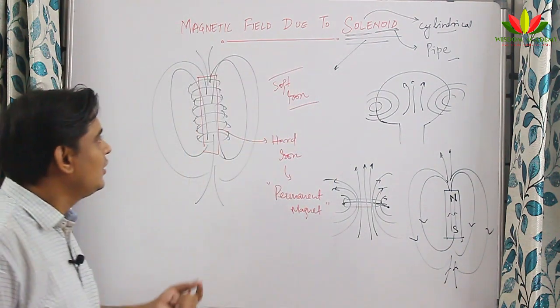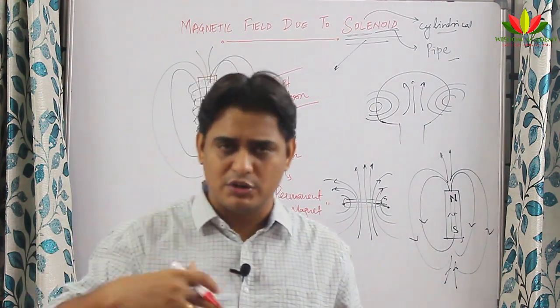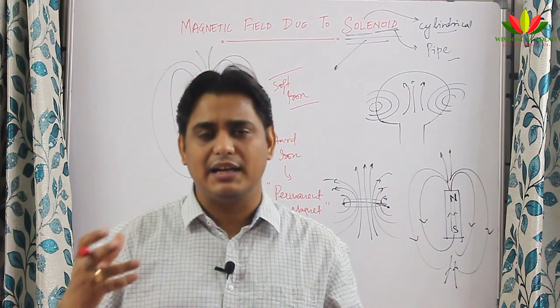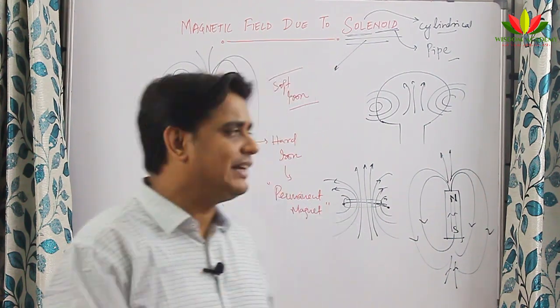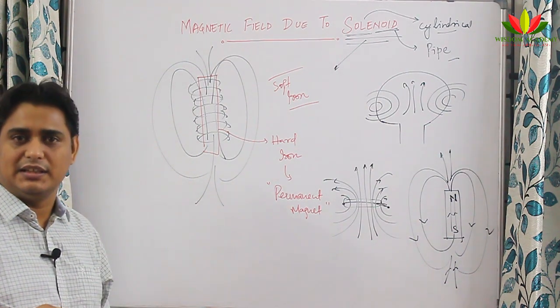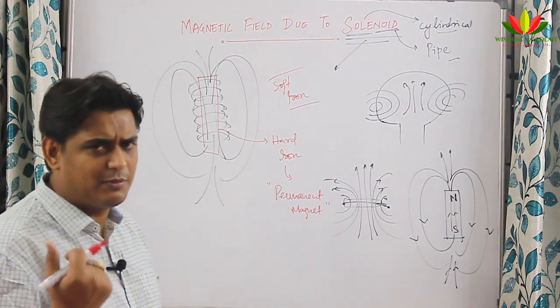So now you came to know what is a solenoid. It is the insulated copper wire wound around in the form of a cylindrical shape, and current is passing through it. It behaves like a magnet. One more thing I will tell you, if you want to increase the strength of the magnetic field, one way I told you is that we have to increase the current. If you increase the current, the strength will be increased.